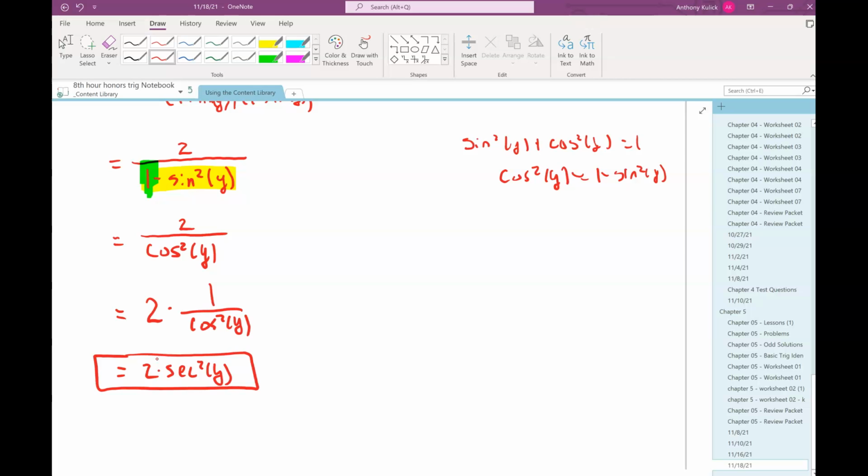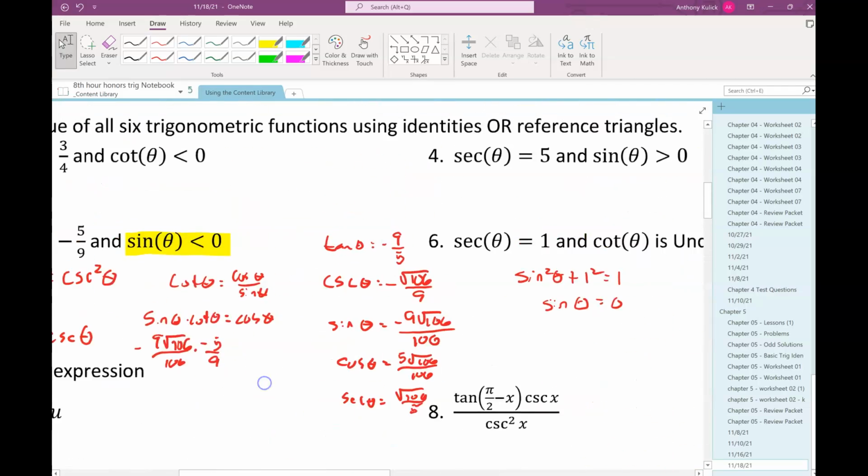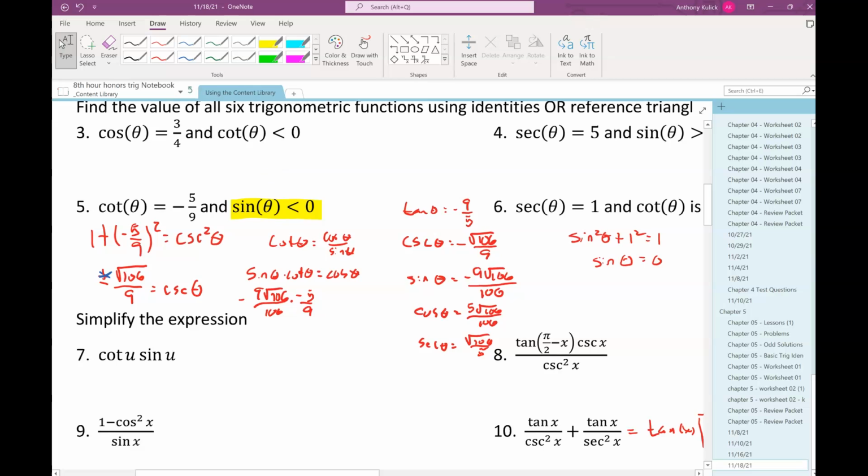Go ahead. Can you re-explain 5? Yeah, we can talk about 5. Okay. So looking at 5, initially I'm going to look for an identity to use. Because I have something as positive or negative, the identity that I'm going to be looking to use is going to be a Pythagorean. Because when I square root both sides, the sign being negative is going to tell me whether I want the positive or negative. Okay with that?